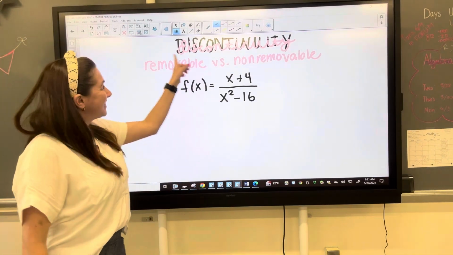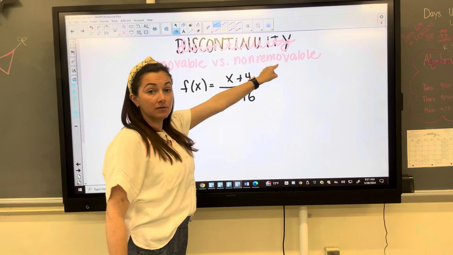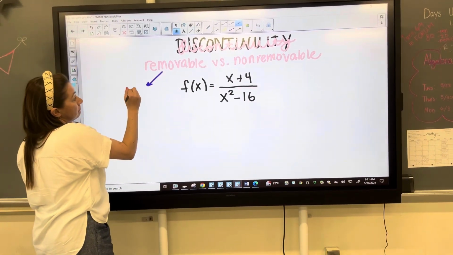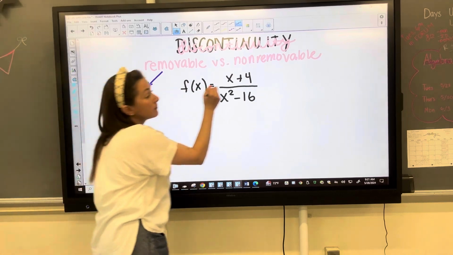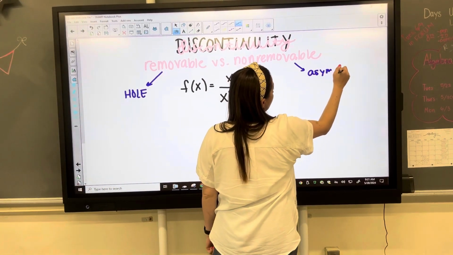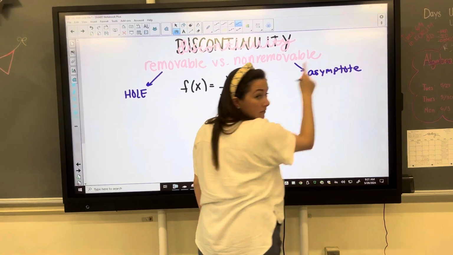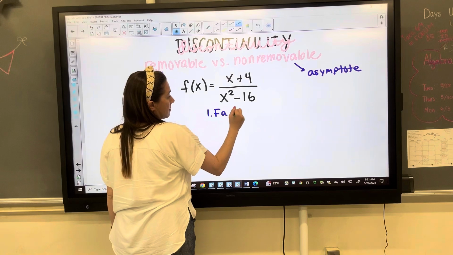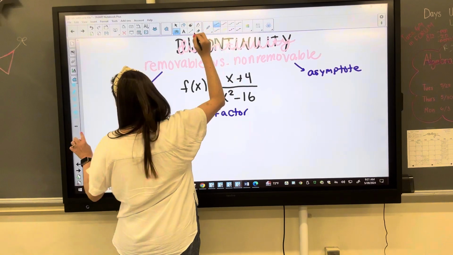So let's talk today about how we know discontinuities of a function, removable versus non-removable. Removable would be when we have a hole, and non-removable would be when we have a vertical asymptote. Okay, so we always want to look to see if we have a hole first, and then we'll worry about the asymptote. So step one, we're going to want to factor the top and the bottom.